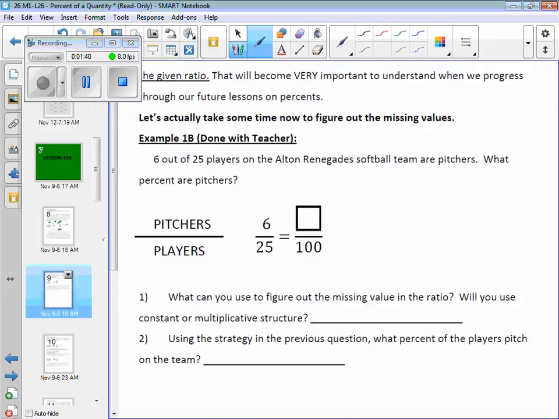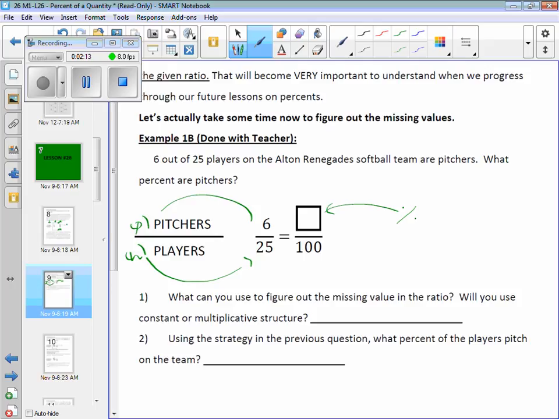All right, let's take a look at this. It's the same thing. Now they give you the words. It says 6 out of 25 players on the Alton Renegades softball team are pitchers. What percent are pitchers? This is still my part. This is still my whole. And this is my percent. What are they asking us to find? The part, the whole, or the percent? What's missing? Luke. Okay. Agreed.